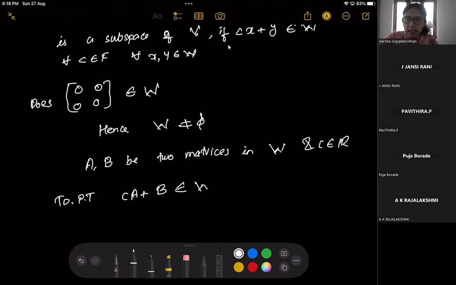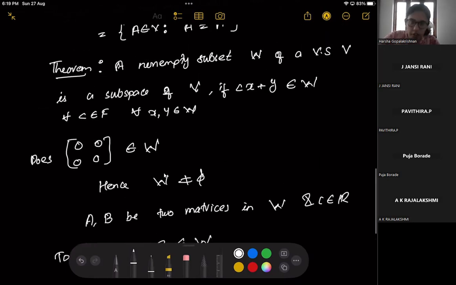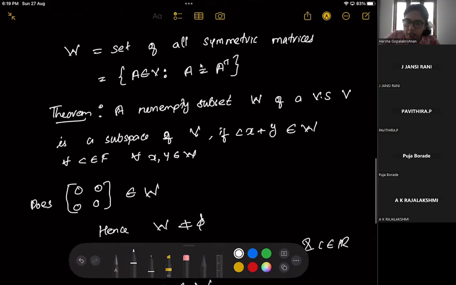So this is the condition in the theorem. If Cx plus y belongs to W for all C in F and x, y in W, then this W is a subspace. So we have taken A, B from W and C from R. We need to prove that CA plus B belongs to W. Clear? Now, when we say this belongs to W, we know that W equals the set of all A in V such that A equals A transpose. That means for a matrix to be in W, that matrix should be symmetric, right?